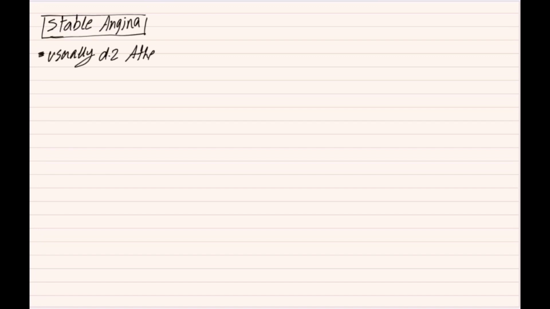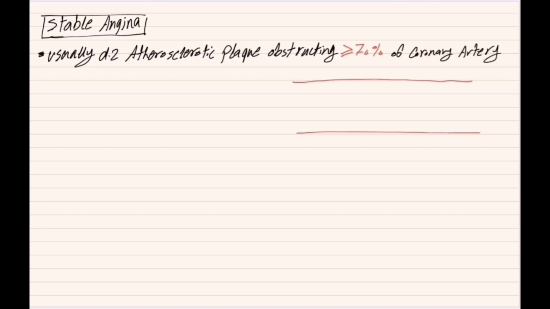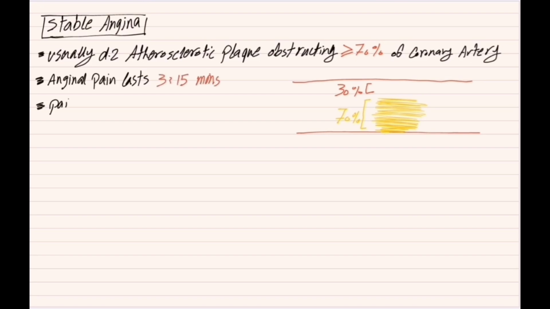Now let's apply the knowledge we gained here into the specific diseases that we're going to talk about. So the first one is stable angina, and this happens usually due to atherosclerosis that obstructs more than 70% of the coronary artery lumen, as we said. The anginal pain here lasts for 3 to 15 minutes and increases with exercise and emotional stress. Pain is relieved by rest or nitroglycerin.